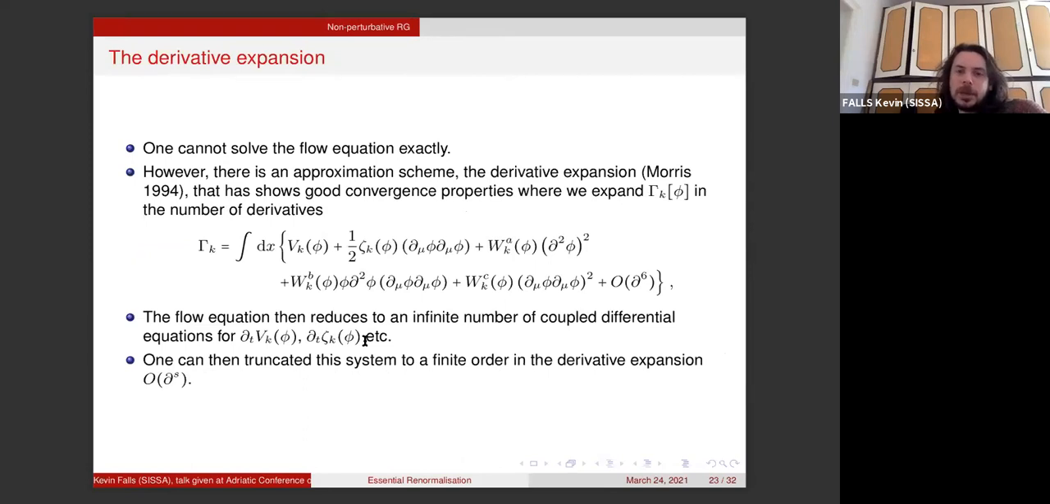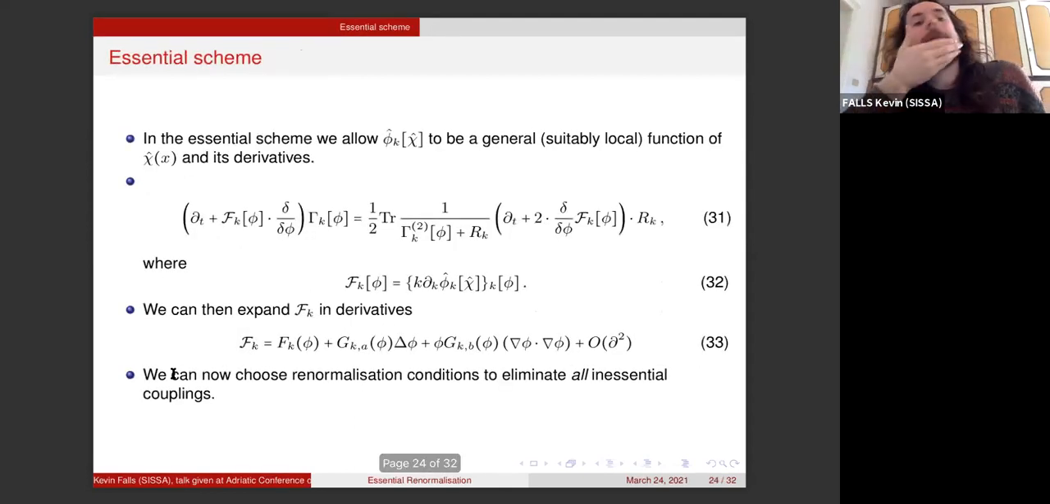So practically what one has to do is pick some order to truncate this expansion, and then solve for a finite number of these coupled differential equations. And then, of course, you can increase the order, where S here is the order of the truncation. And what you should find, if this is going to converge, is that physical quantities should hopefully converge towards their physical values. So this is the idea in the standard scheme.